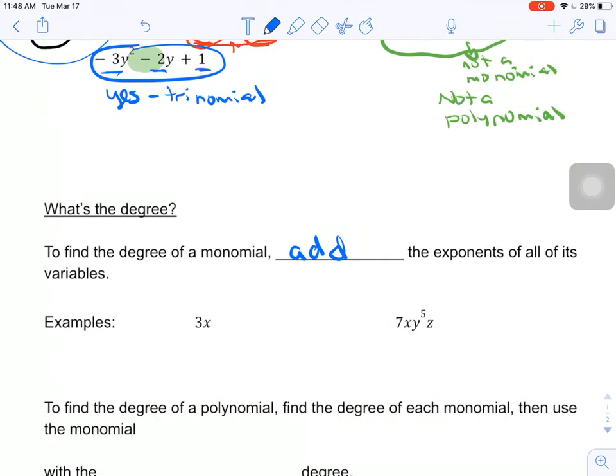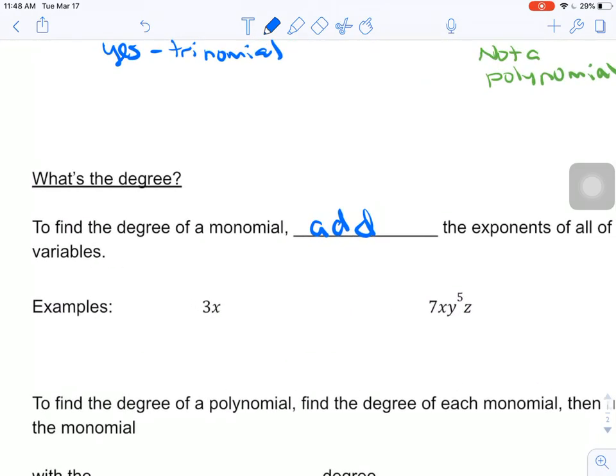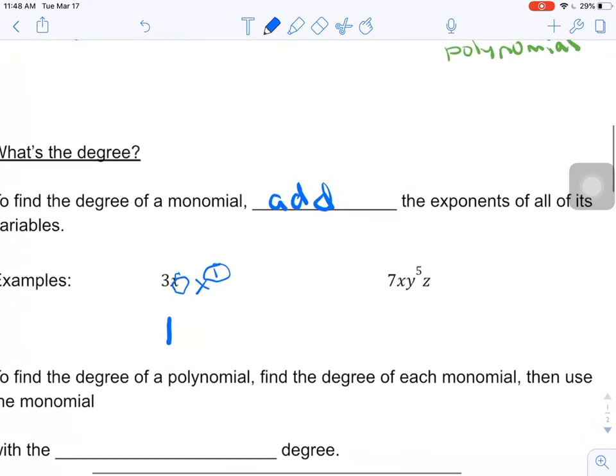So a couple of examples to help you see it to make sure you get it. So if we're looking for the degree of a monomial, we just look at the variables. So this guy, the only variable, the first one, is just this x. And we know that x is the same as x to the power of 1. So we would look at the exponent, and that exponent is the degree. So the degree of this monomial is 1.